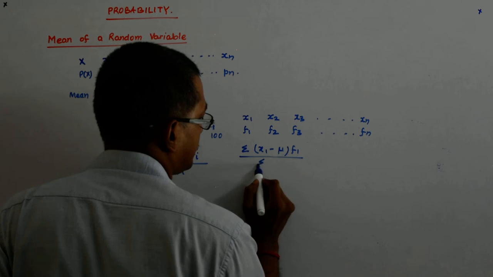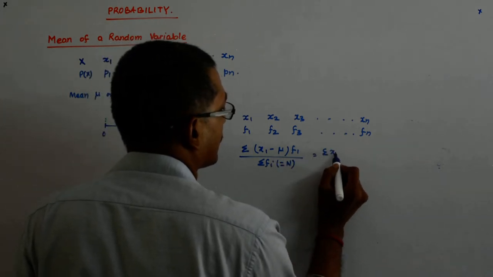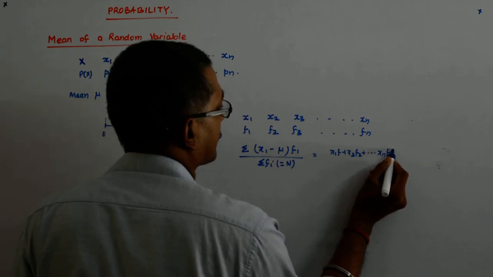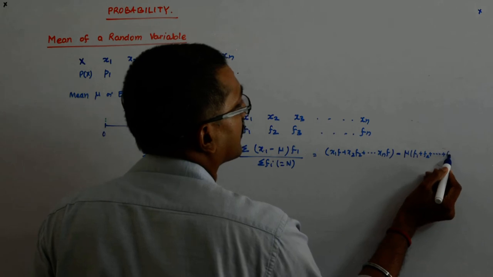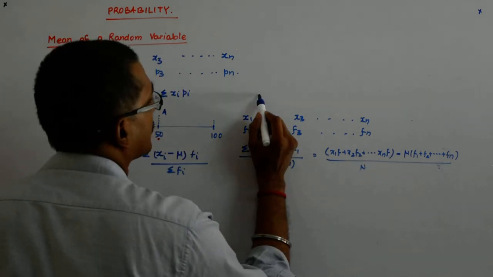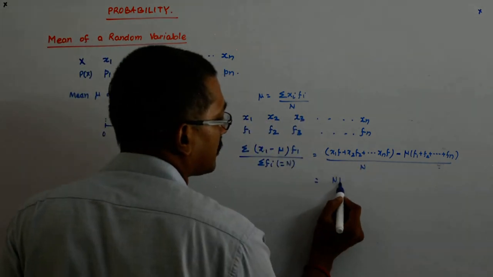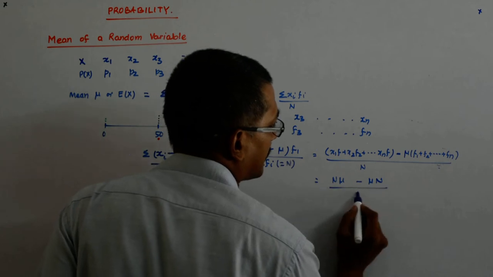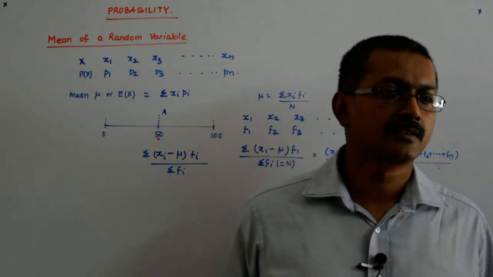Let us do that. Summation fi is n, so this is equal to n actually. So let us do that: summation x1 f1 plus x2 f2 plus xn fn, this multiplied by this, minus mu into f1 plus f2 plus fn, divided by n. Now what is this? We had defined mu to be summation xi fi upon n. So this is actually n mu, minus n mu, since the sum of all the frequencies is capital N. N upon n, 0. So all the deviations sum to 0.